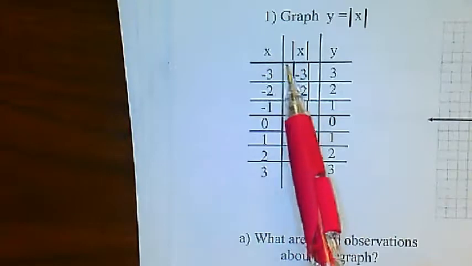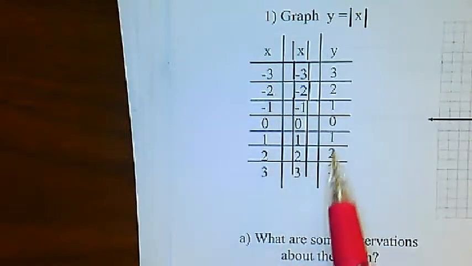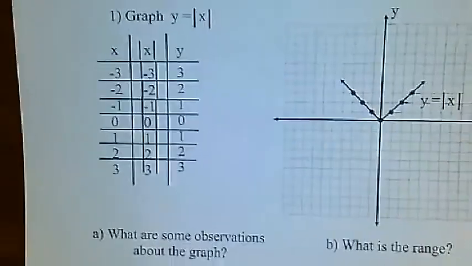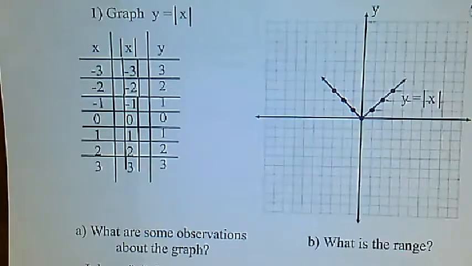Okay, so again, this is just the absolute value. I'm just showing you the actual work right here. All right, and then after that, you plot all your points. Okay, so this is what my absolute value looks like. All right, so now the next point, so what are some observations about the graph?